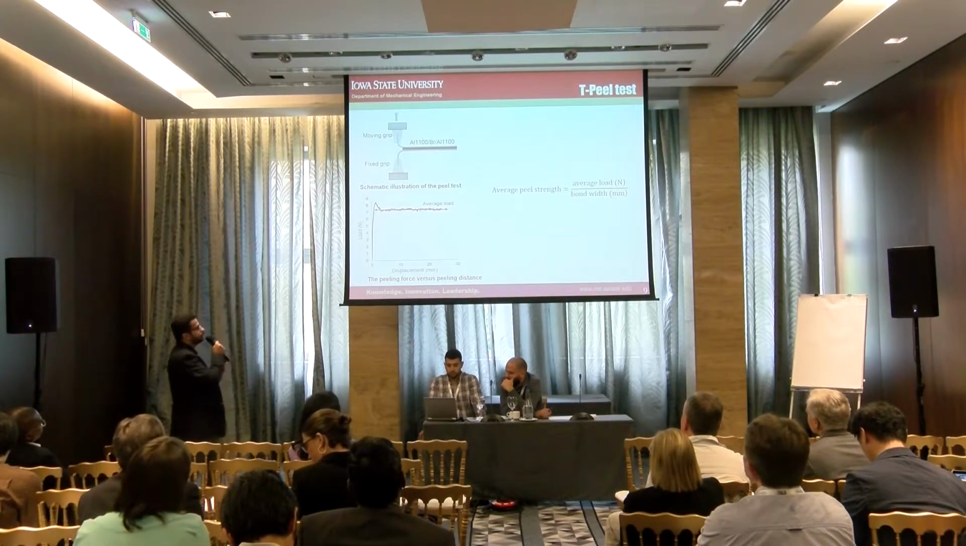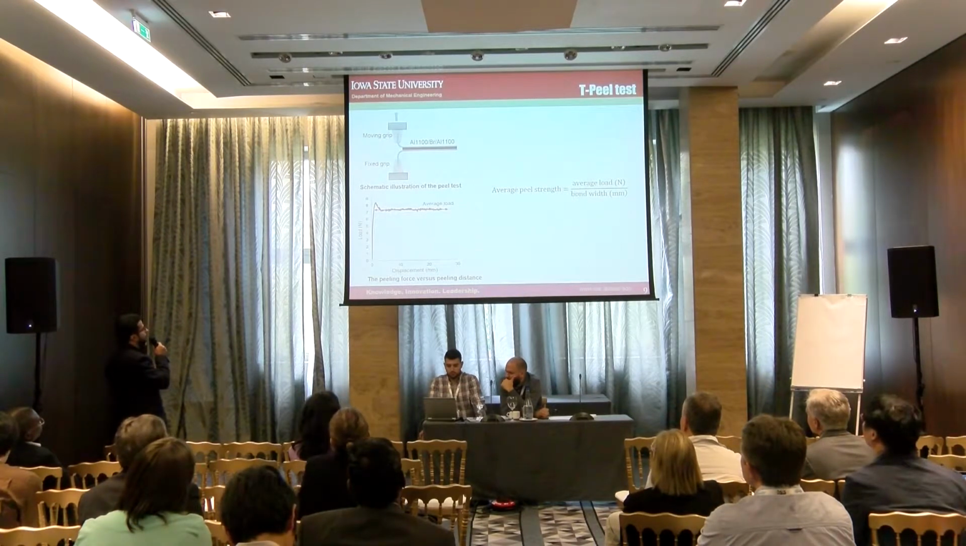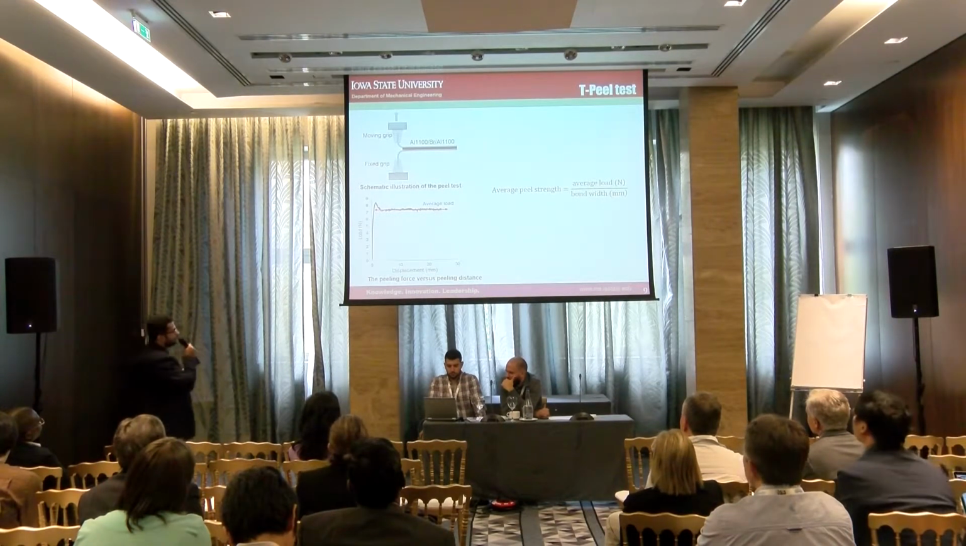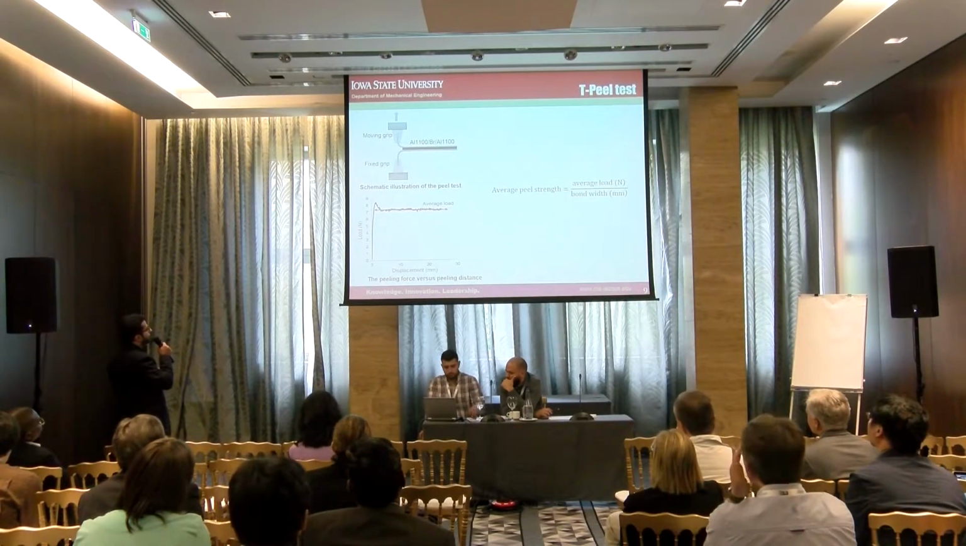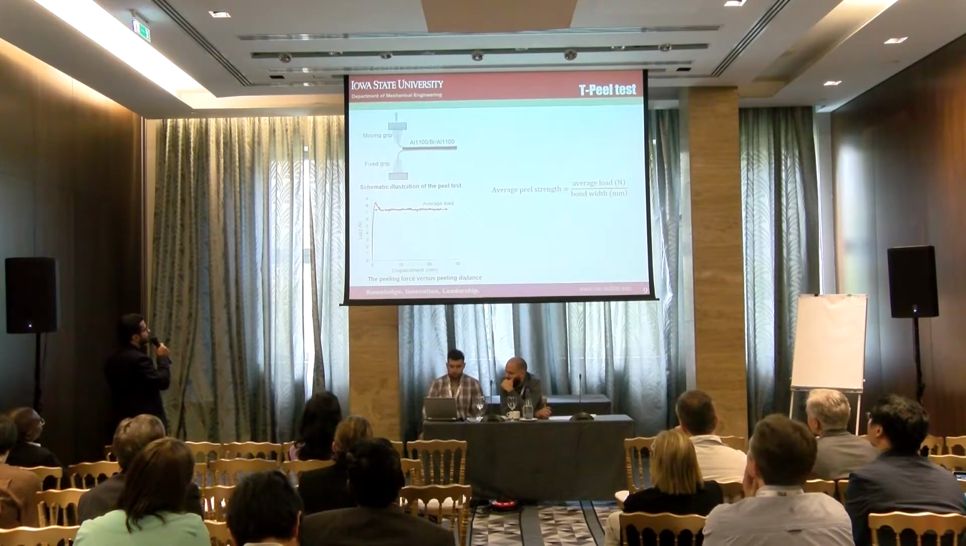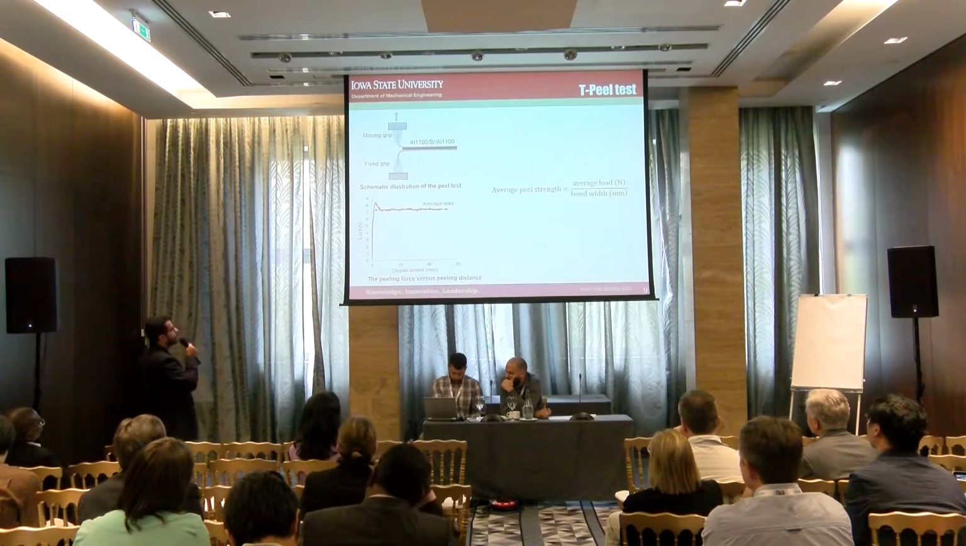As we all know, we use the TPL test in order to investigate the adhesion strength between the two. The multi-layer composite is held between the fixed grip and the moving grip, and we measure the resistance. We have the maximum load, and we divide it by the bond width to get the average beam strength for all the samples.